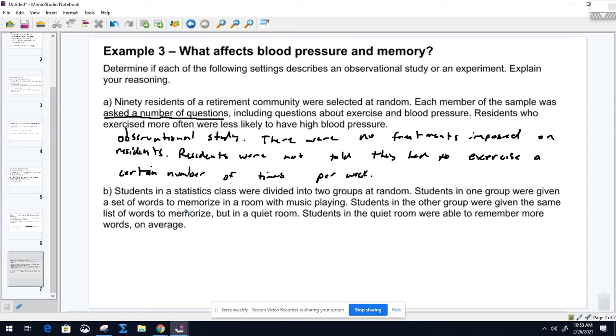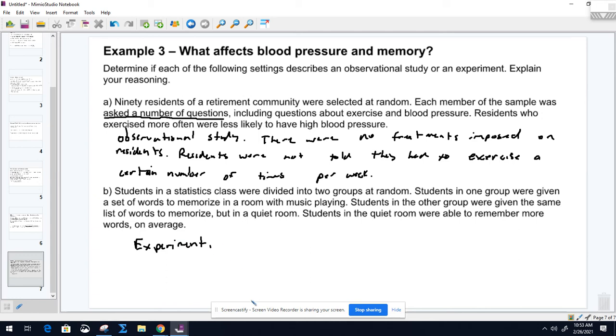So example B here, students in a statistics class were divided into 2 groups at random. Students in one group were given a set of words to memorize in a room with music playing. Students in the other group were given the same list of words to memorize, but in a quiet room. Students in the quiet room were able to remember more words on average. So this right here is experimental. Okay, so this is an experiment.